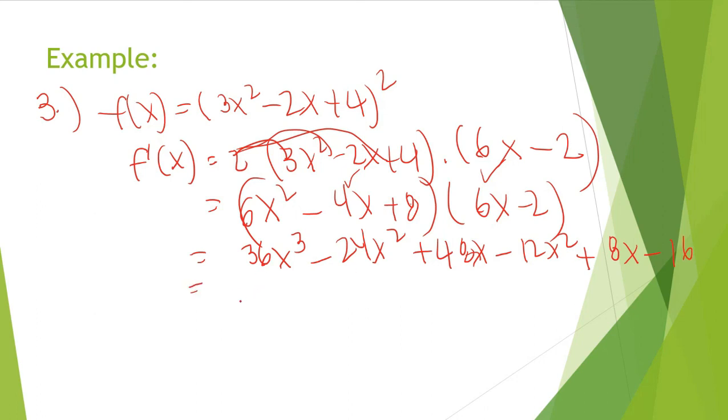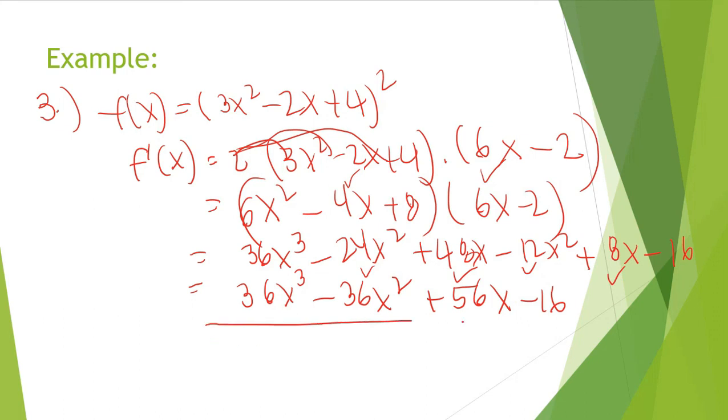Combining like terms, 36x cubed, negative 24 minus negative 12 is negative 36x squared. Then, positive 48x plus 8x will give us positive 56x. And then, we have the constant negative 16. So, this is our final answer.